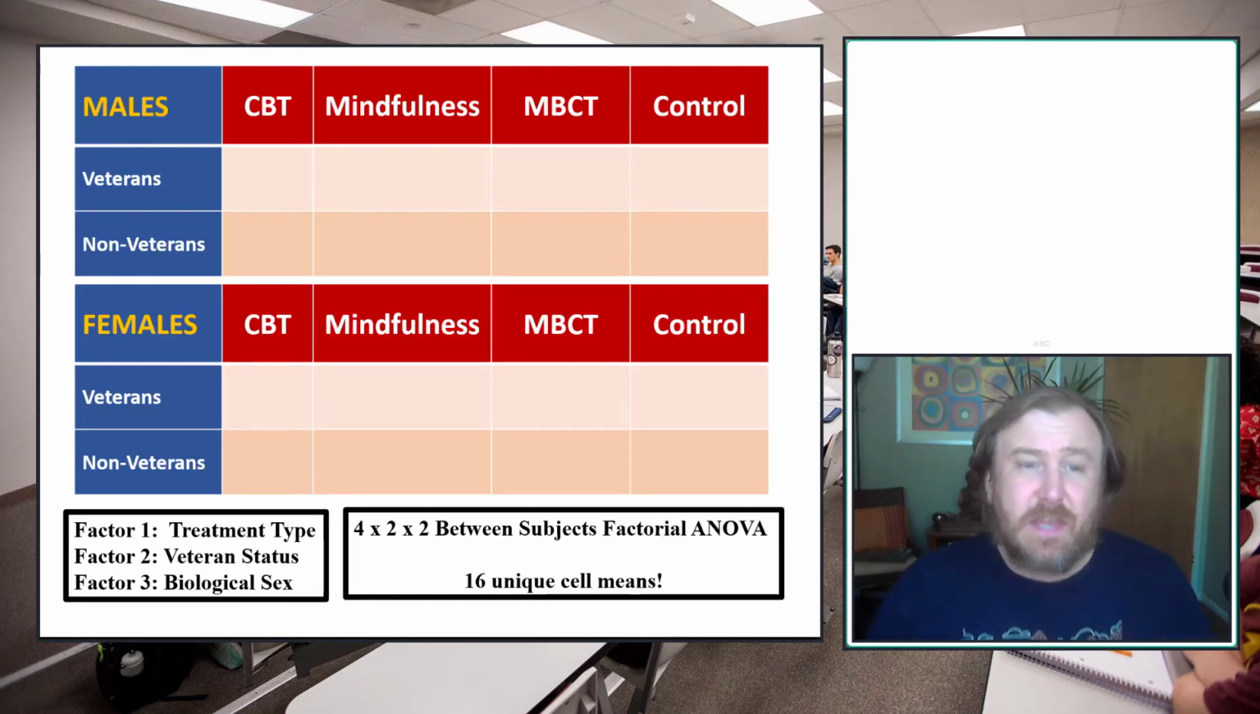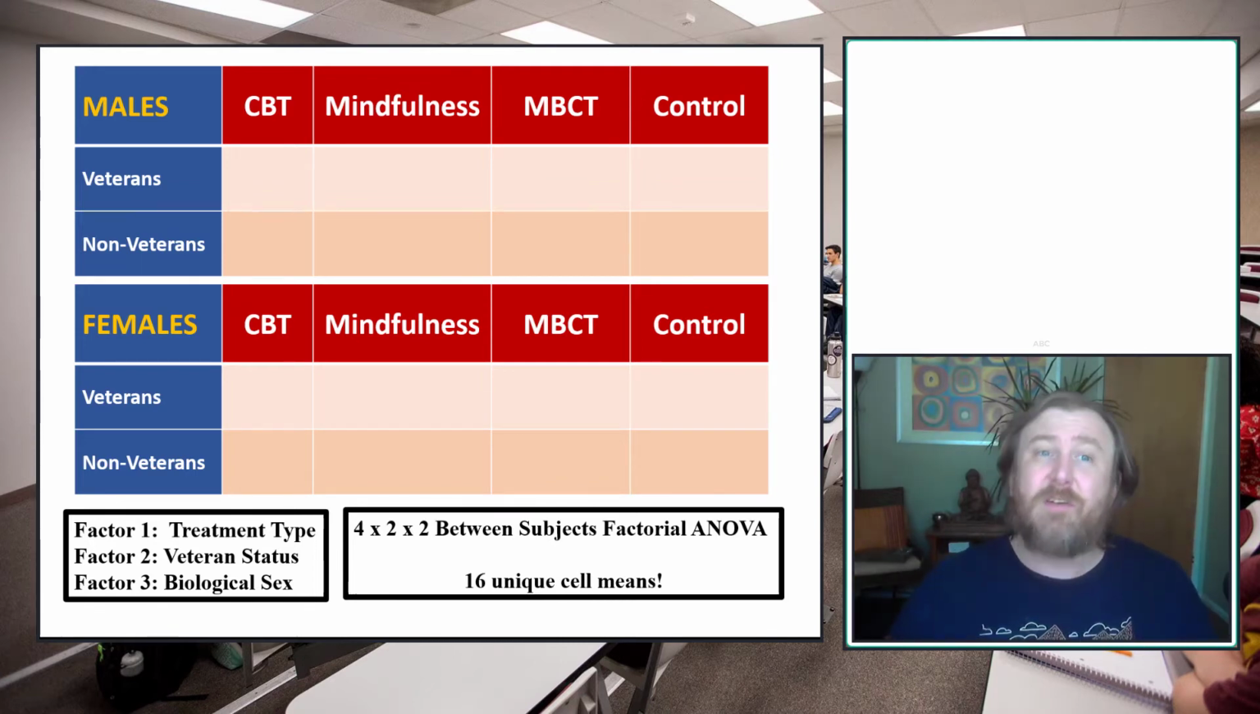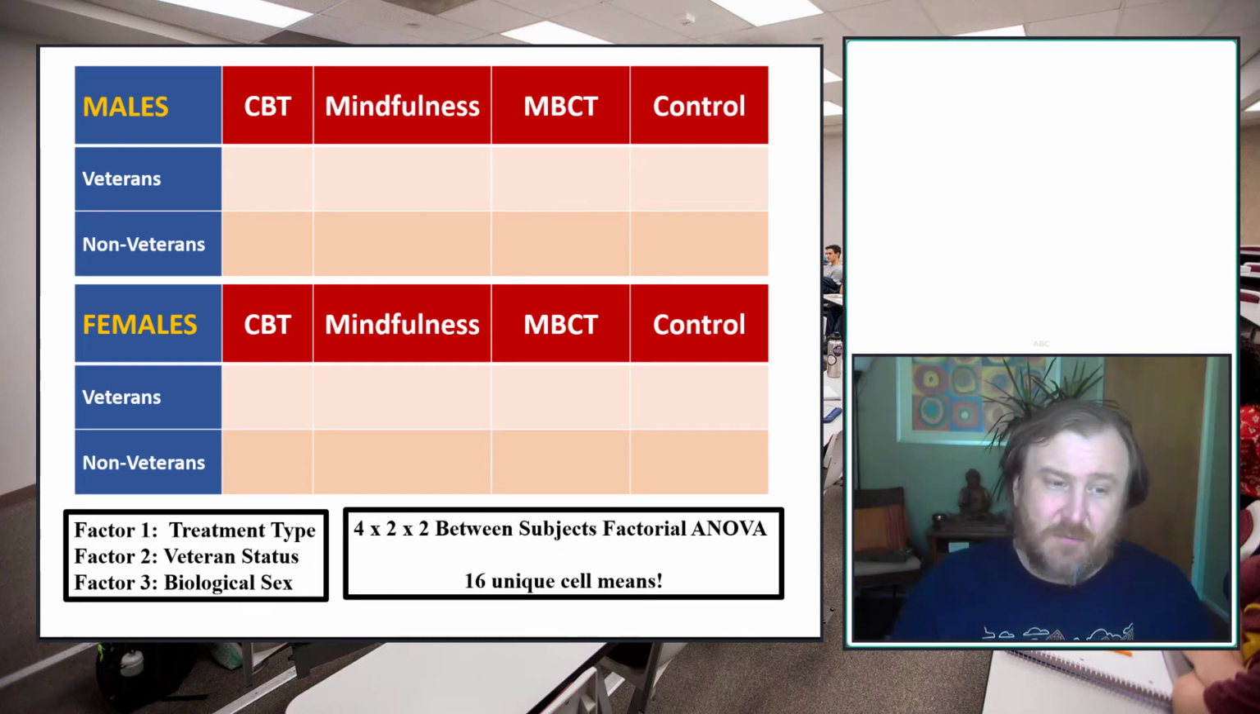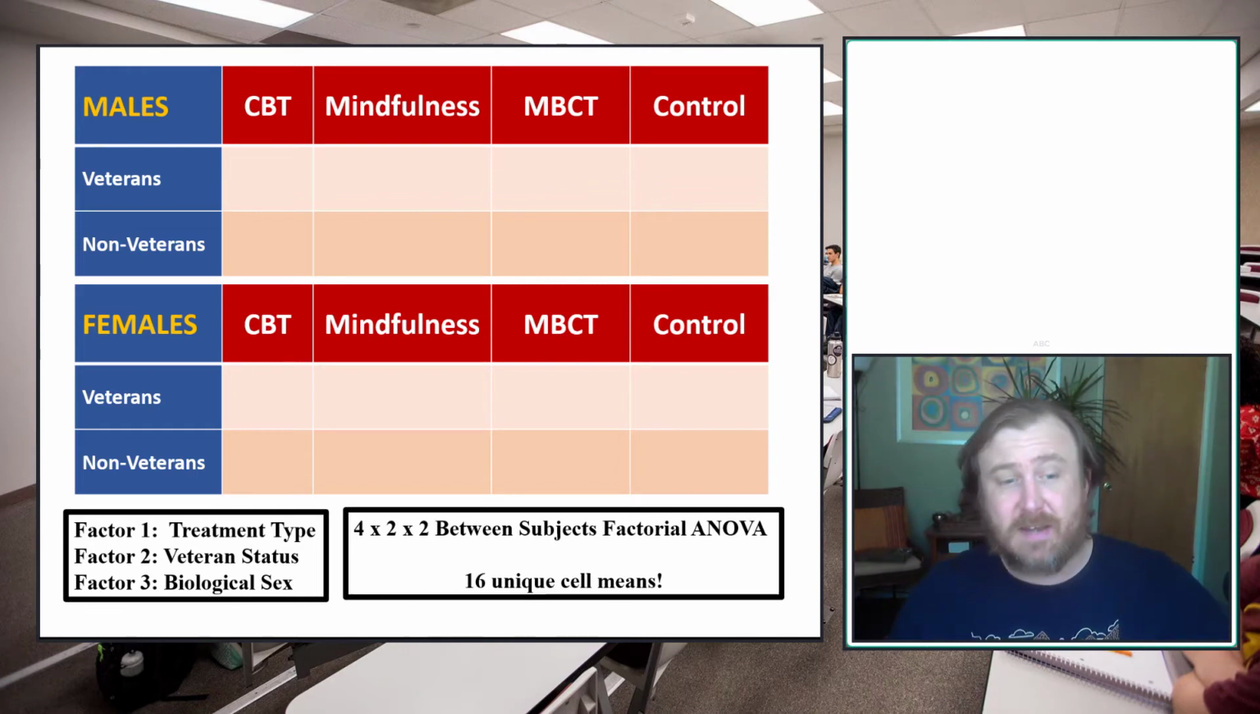So this would be an example of a design that has 3 factors. Now we have veterans and non-veterans. We've got CBT, mindfulness-based cognitive therapy, and control. And then we split it again across males and females. So we've got factor 1, treatment type, factor 2, veteran status, factor 3, biological sex.